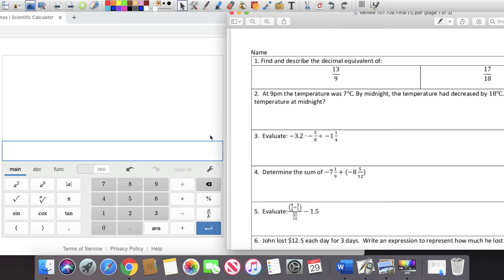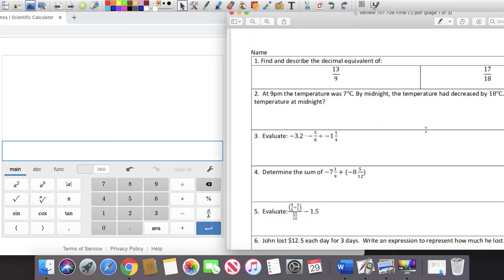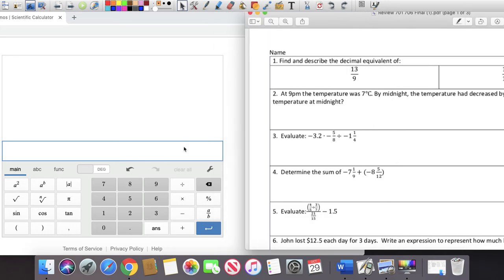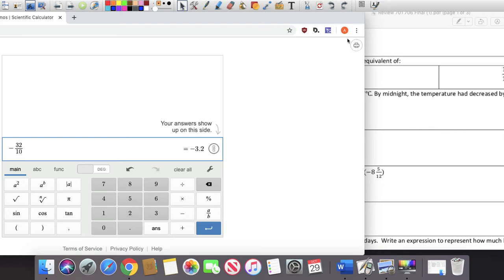So here we go. Again, negative 3.2. Like I said, I would change that and write 32 over 10. So I'm going to write that. Okay, negative 32 over 10.